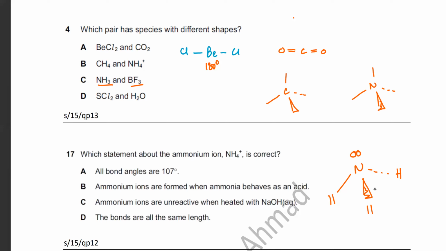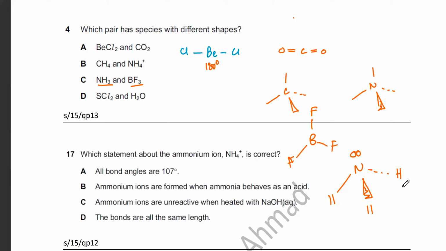BF3, on the other hand, boron is in group 3. So it absolutely has no electrons left to do anything else. So it's just going to be planar. It's going to be fan shaped. It's going to be 120 degrees.